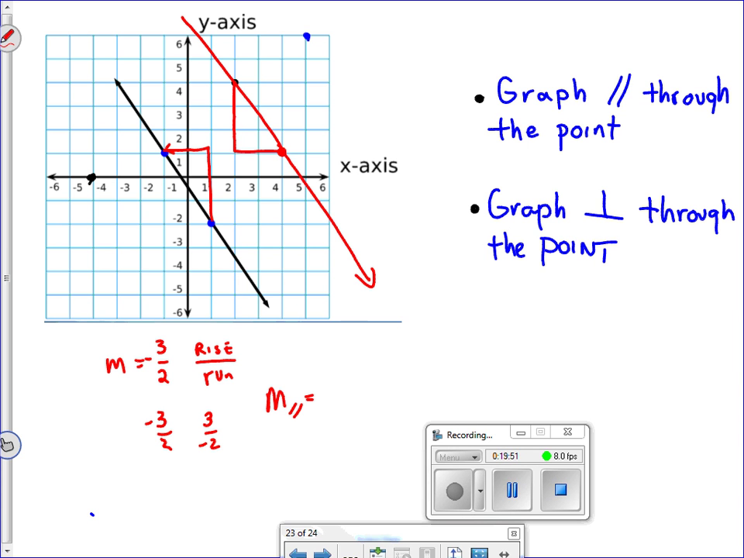If I was doing the perpendicular slope, then the perpendicular slope is opposite reciprocal. Since the original one's negative, we'll make this one positive, and then we'll flip the numbers. So go up to your point, go up 2, and then positive 3, and that will create a perpendicular line.